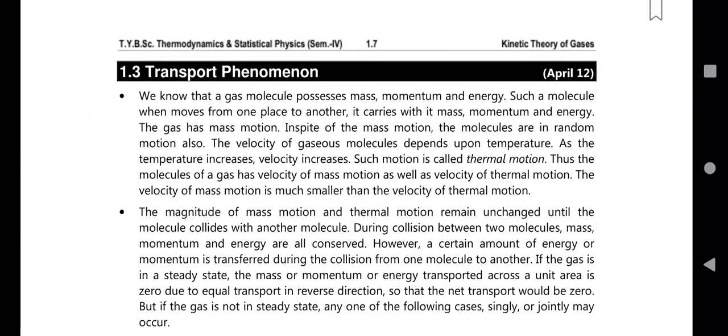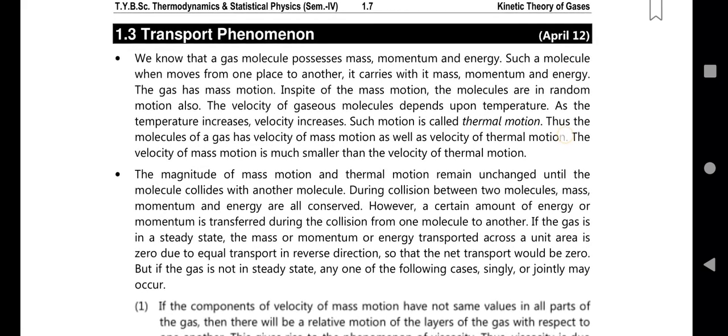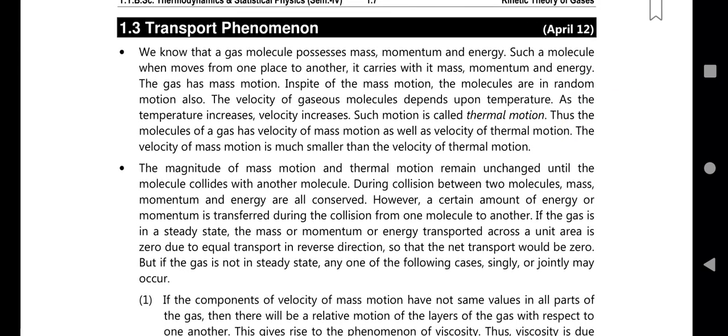Now the next topic is transport phenomena. We will see this in the next lecture.